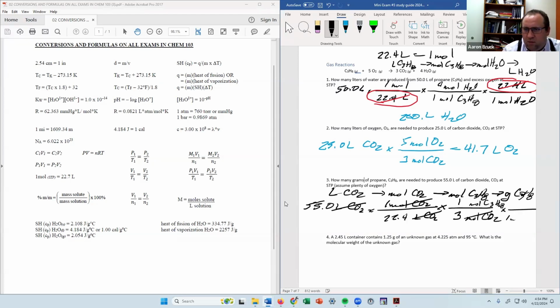Last step, 1 mole of propane. Need to turn that into grams. Carbon is 12.01 times 3. Hydrogen is 1.01 times 8. 44.11. So now we put it all together. 55 times 44.11 divided by 22.4 divided by 3, to 3 significant figures, it is 36.1 grams of propane.